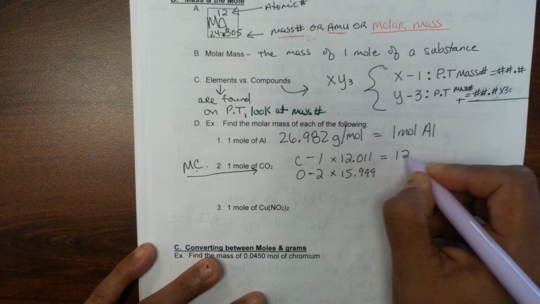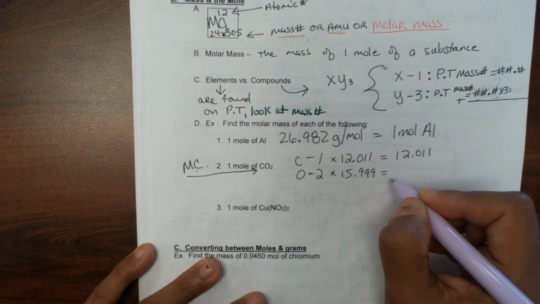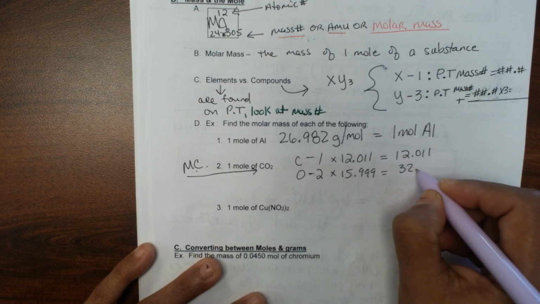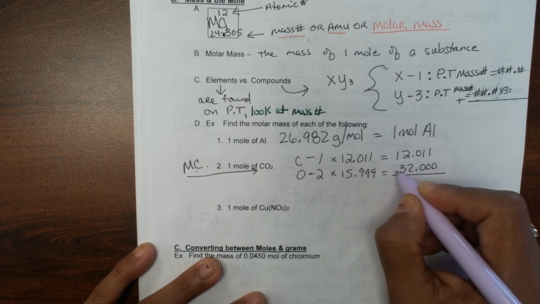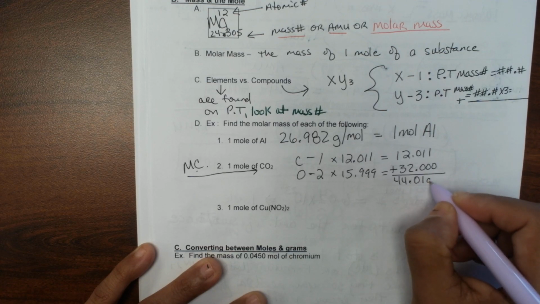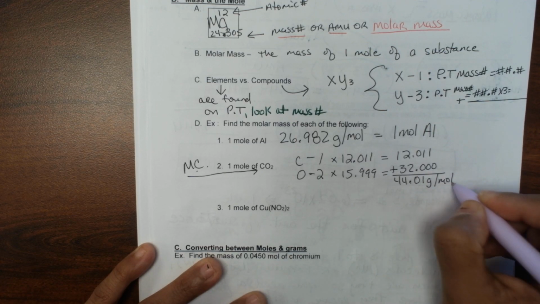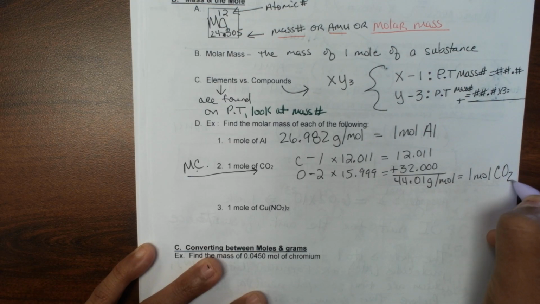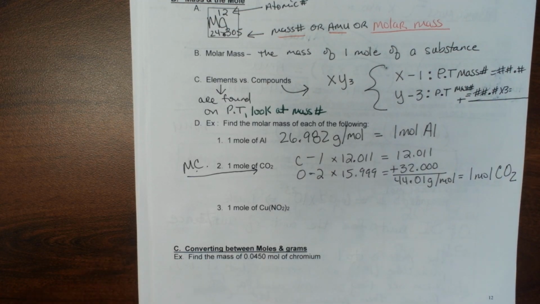12.011 times 1 is 12.011. 16 times 2 comes out to 32.000. Add them together, 44.01 grams per mole equals 1 mole of CO2, which so happens to be a molecule.